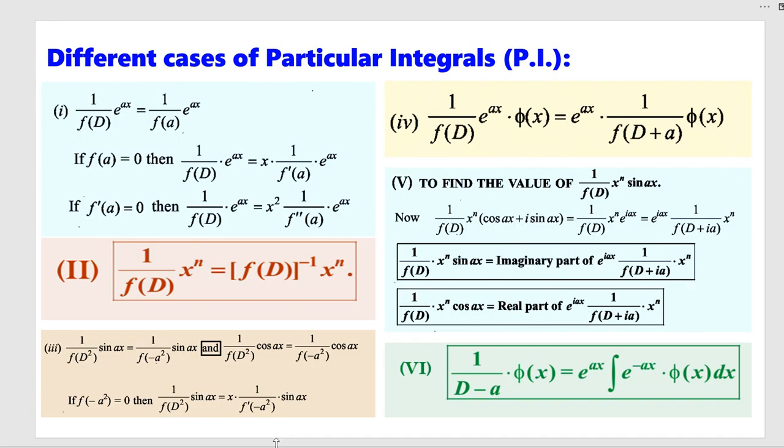So these are the working formulas. We will discuss each and every case. We have discussed the first four cases. Today we'll discuss this one.